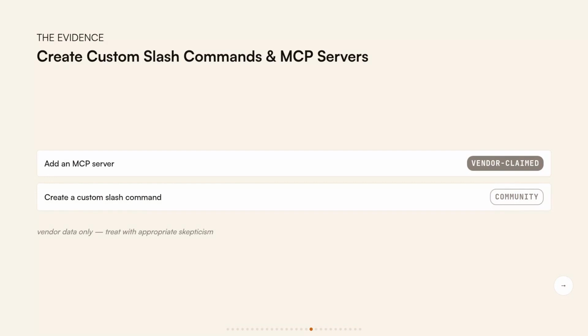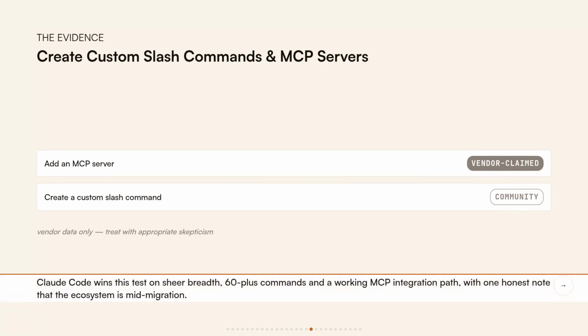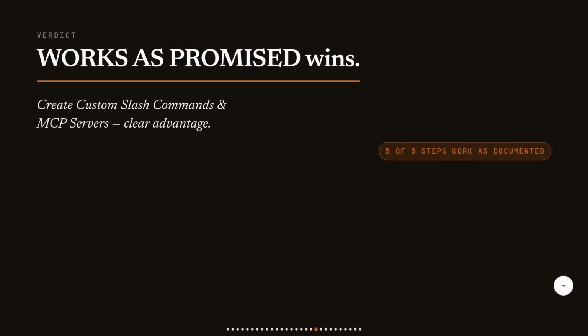Custom / commands still work if you drop files into a .claude/commands folder, each one configurable with YAML front matter controlling which tools, which model, which hooks fire. The caveat here is directional, not a failure. Skills stored in .claude/skills are now the officially recommended replacement for that same functionality. Old commands aren't broken, they're just not where new development is headed. Claude Code wins this test on sheer breadth, 60+ commands, and a working MCP integration path, with one honest note that the ecosystem is mid-migration. That's a genuine integration, not a toy demo.